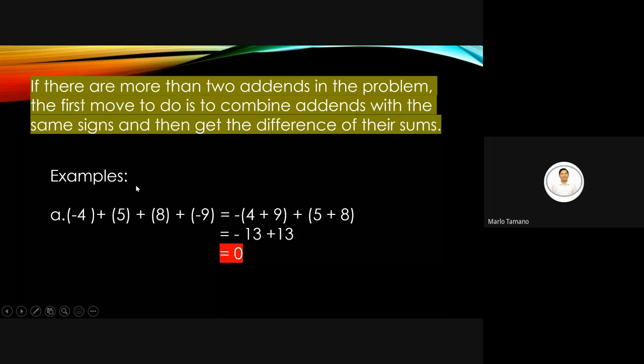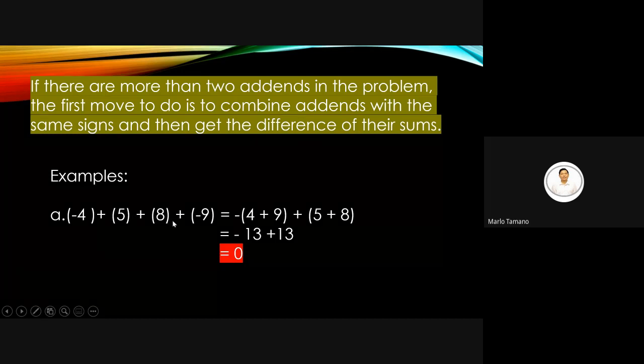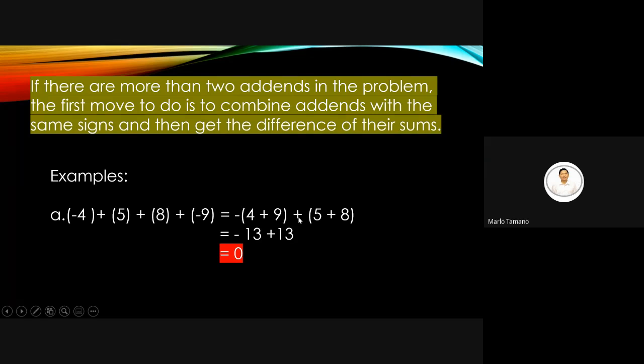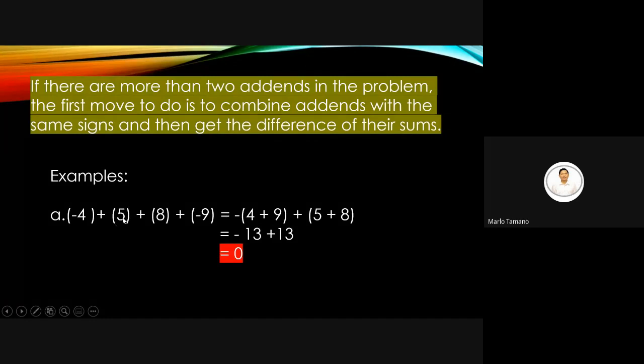Okay, so examples. Negative 4 plus 5 plus 8 plus negative 9. If this will be the case, combine all the positive, no, separately with this negative. So these are the negative 4 and negative 9. So you put their common sign outside of the parentheses. We have 4 plus 9. Plus naman sa kabila. Then you find the positive. So we have here 5 and 8. Then plus, we have here.